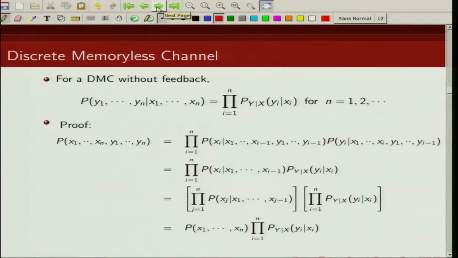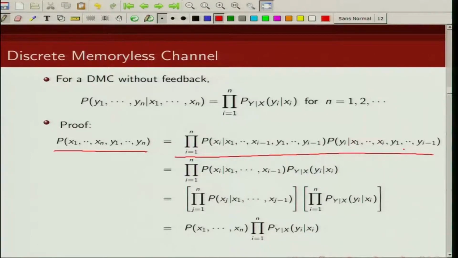So this we can prove in this particular fashion. We write the joint probability of x_1, x_2, ..., x_n, y_1, y_2, ..., y_n. This can be written as the product, with i going from 1 to n, of the probability of x_i given x_1, x_2, ..., x_{i-1}, y_1, y_2, ..., y_{i-1}, times the probability of y_i given x_1, x_2, ..., x_i, y_1, y_2, ..., y_{i-1}.